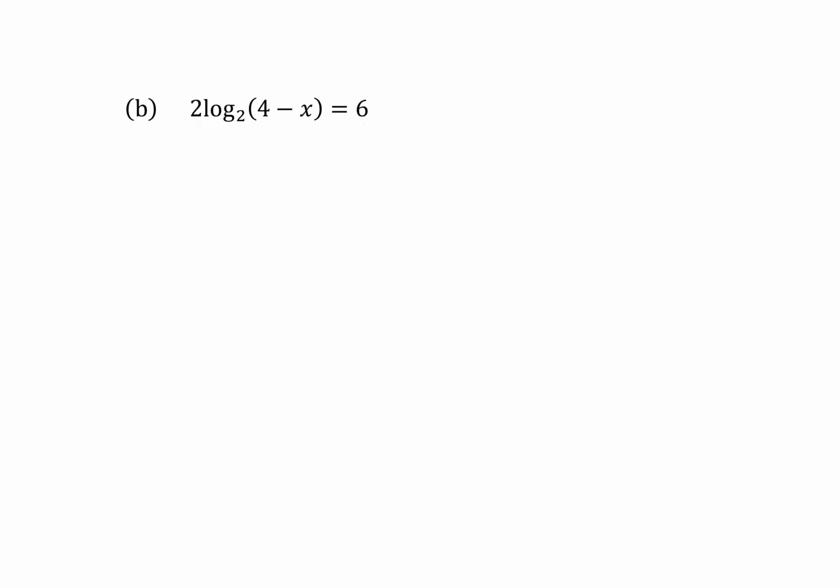Looking at b, there's no way I can get log base 2 equal to log base 2. Well, maybe I can, but it might be kind of tricky because I only see one log base 2. So instead of trying to get log base 2 equal to log base 2, what I'm going to do is try to get log base 2 equal to a number and then change it to exponential form. The issue I'm having here is that there's a 2 in front of the log base 2. That can't be there. However, I can simply divide both sides by 2.